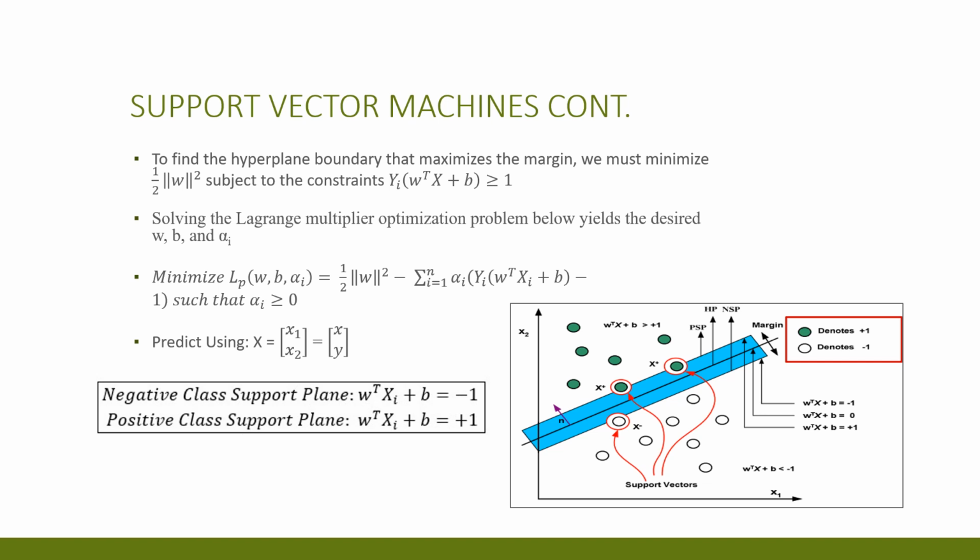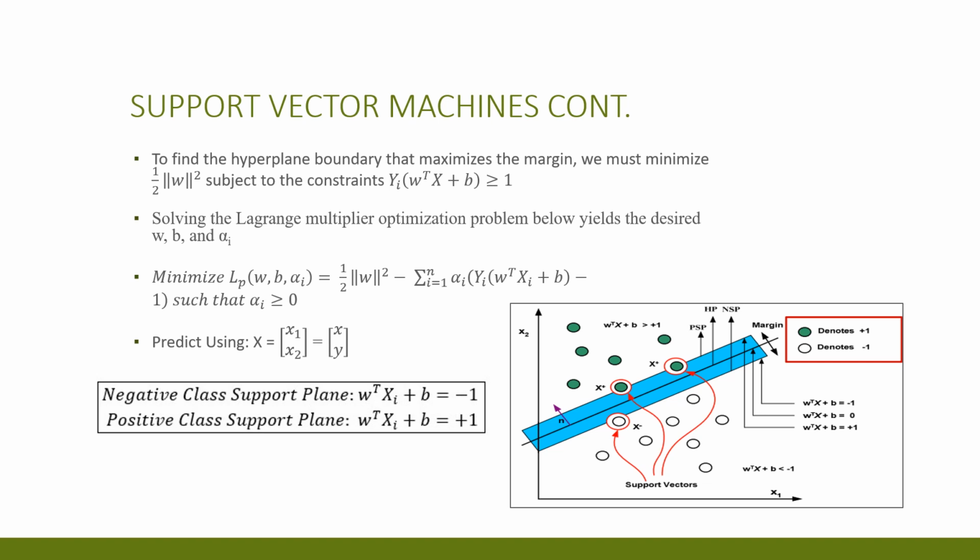To find the hyperplane boundary that maximizes the margin, we must minimize half times the length of the weight vector squared, subject to the constraints yi times the transpose of the weight vector times x plus b greater than or equal to 1. Solving the Lagrange multiplier optimization problem below yields the desired w, b, and alpha sub i values. These values are plugged back into the hyperplane equation, which will give us the equation of the most optimal hyperplane.